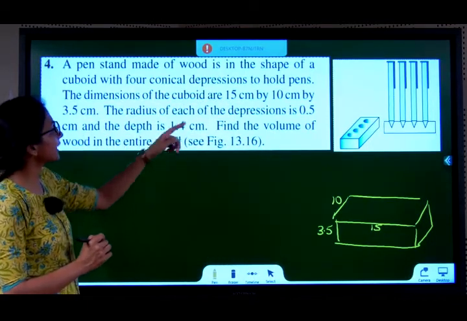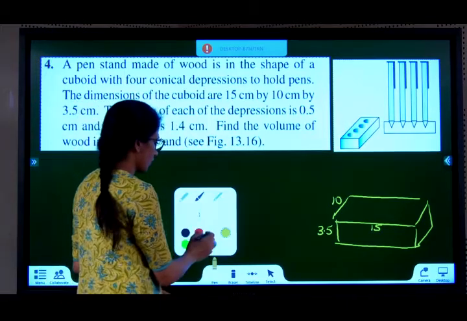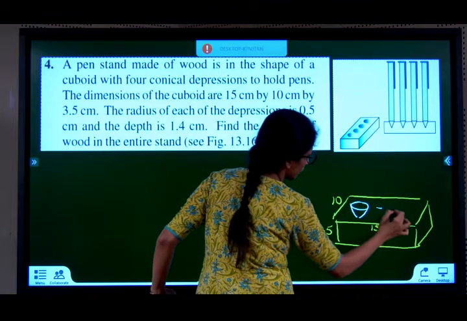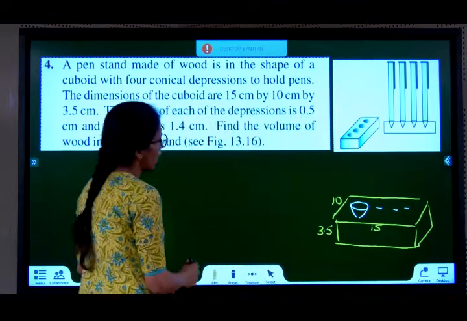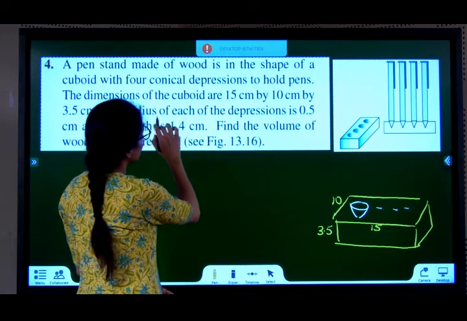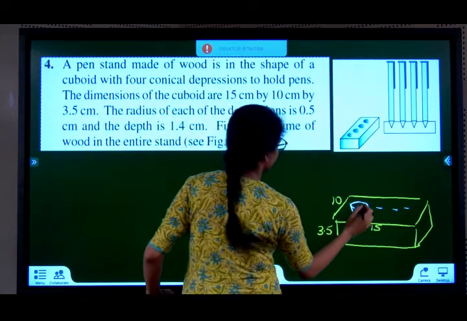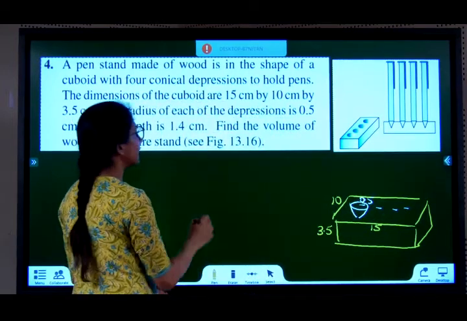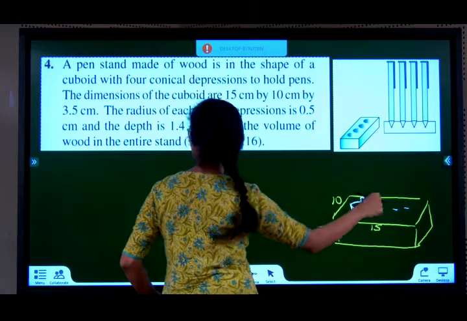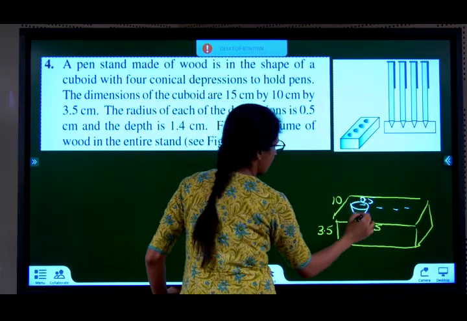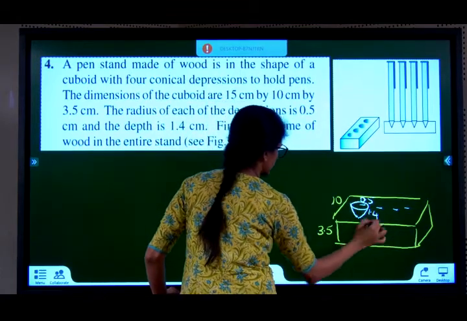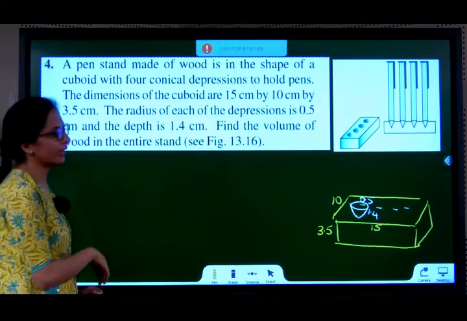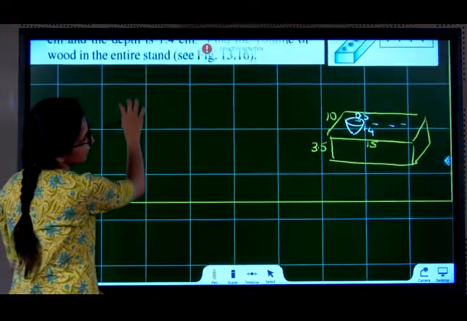The radius of each of the conical depressions. So there are 4 such depressions. I will mark 1 and there are 3 more, okay? Each radius is 0.5. And the height of each, or the depth, how deep it is dug inside, 1.4. Find the volume of the wood in the entire stand. Easy question.